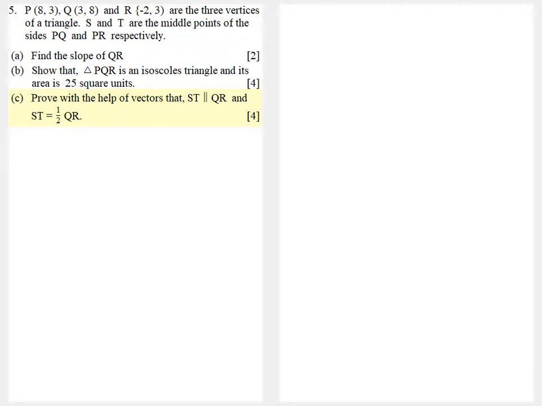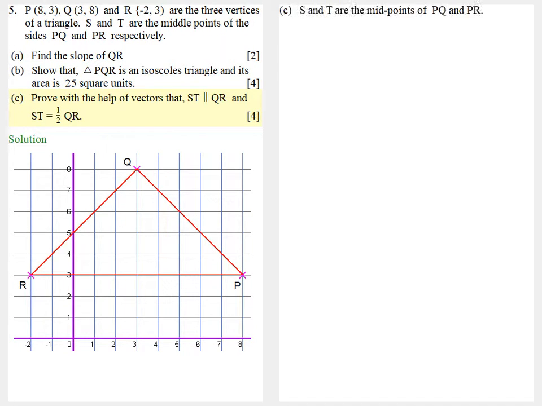Now in part C we want to prove, with the help of vectors, that the line ST is parallel to the line QR, and ST is half the length of QR. Now to solve this, it helps if we draw a diagram. Now, S and T are the midpoints of PQ and PR. Now, in vectors, going from Q to R is the same as going from Q to P and then P to R.